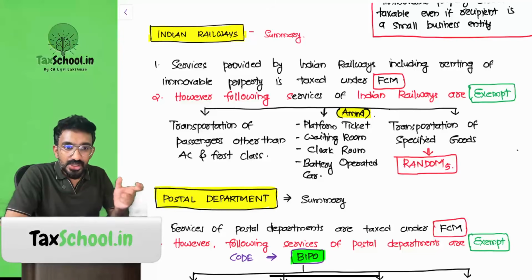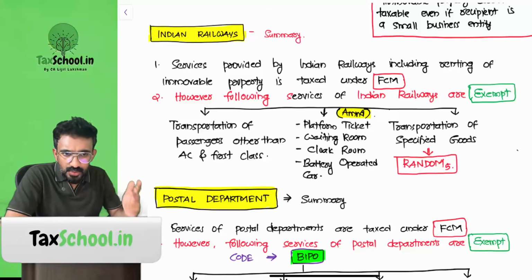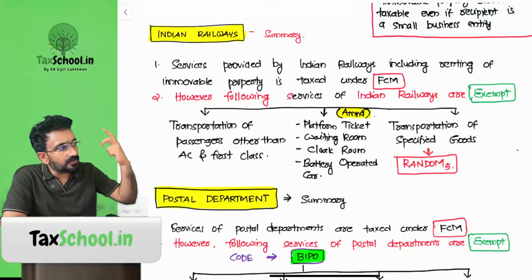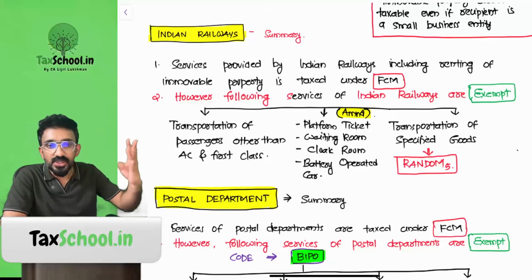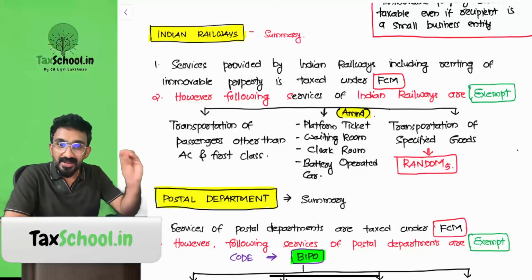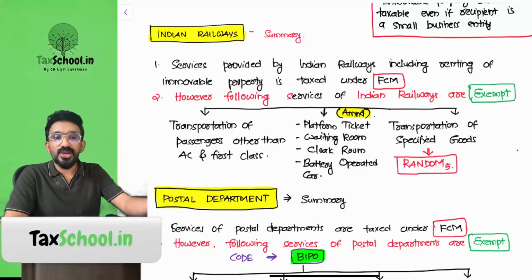Now, the transportation of specified goods in Indian Railway, Rule 5: relief material, agricultural produce, newspapers and magazines, defense and military equipment, organic manure, milk, salt, food grain including flour, pulses and rice. This is the Rule 5 expansion. All these products, if you transport them by Indian Railway, are also going to be exempted. Any other product you transport is taxable.